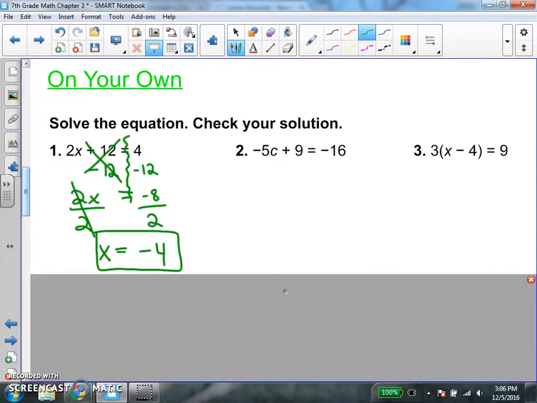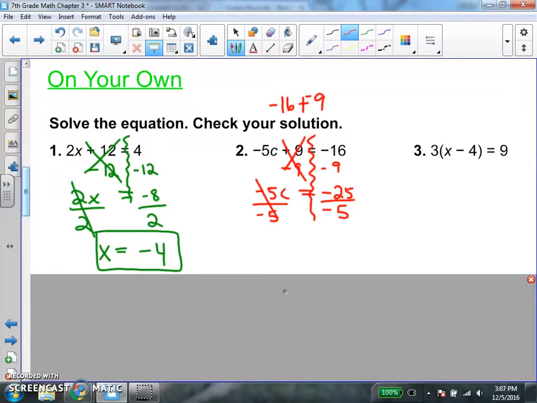Next one, I have negative 5c plus 9 equals negative 16. Okay, I'm going to subtract 9 from both sides. I'll go a little quicker here. Be left with negative 5c equals, if you need to write it horizontal, do that. Negative 16 minus 9. I think you can see you're going to need a chop here. Okay, negative 16 plus negative 9 gives me negative 25. And last step, I need to divide by negative 5. I need to undo multiplying by negative 5. I'm left with c equals positive 5.